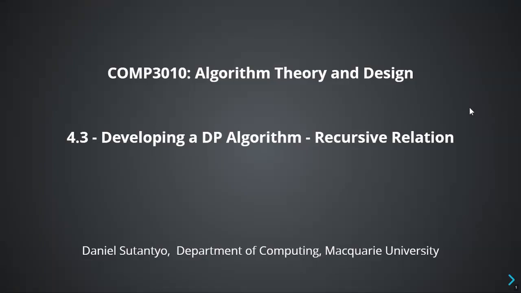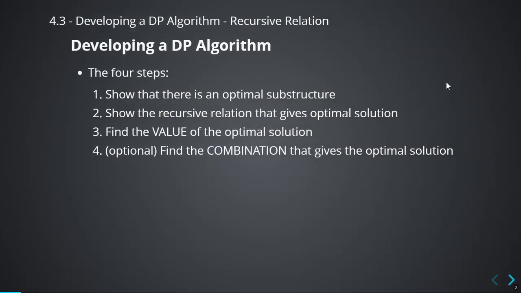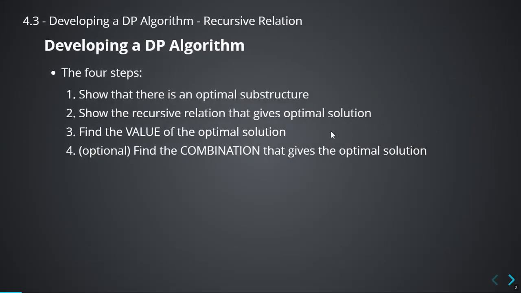Hello, so this should be the last video for dynamic programming. Just going to jump straight in because this follows directly from the previous one. Remember, there are 4 steps in developing a dynamic programming algorithm. We've done step 1 in the previous video. We have an optimal substructure, and now we're just going to show how to get the answer. And we're going to start by finding the recursive relation that gives you that optimal solution.